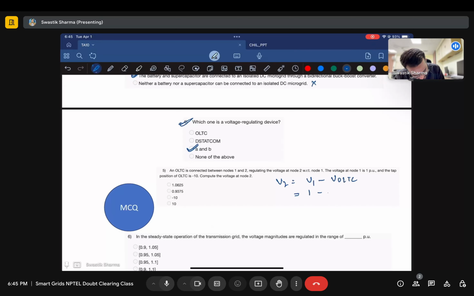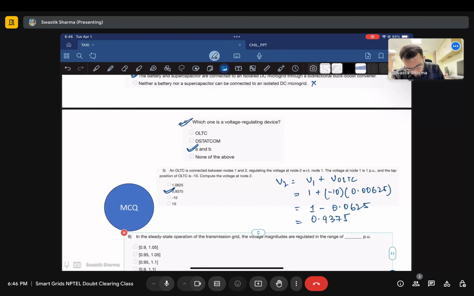And OLTC is connected to -10. So we'll just add plus, and this will be plus -10 times 0.00625, which becomes 1 minus 0.0625, which becomes 0.9375. So the correct answer is B, right? By taking into account how much effect the OLTC will produce per step, we can get this value. So the correct answer is 5.